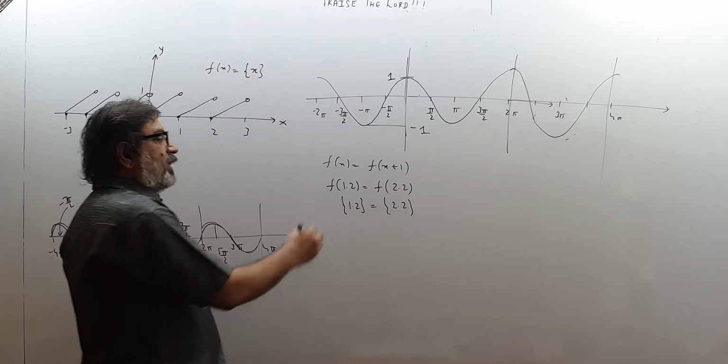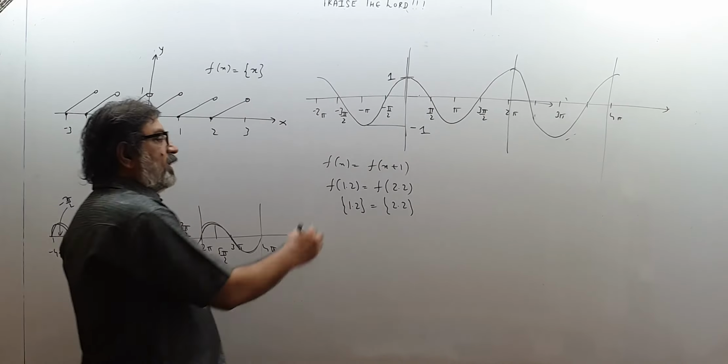Similarly, here 2 pi is the period. That means f of x will be f of x plus 2 pi. That means sine of x and sine of x plus 2 pi will always be the same. Let us check. Supposing I take x as 0. At x equals 0 the graph is passing through the origin. So sine 0 is 0.